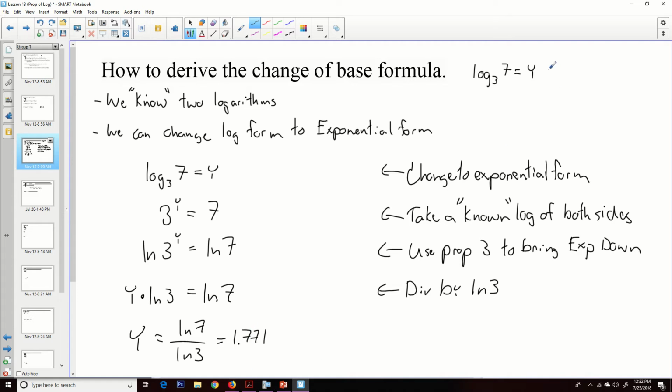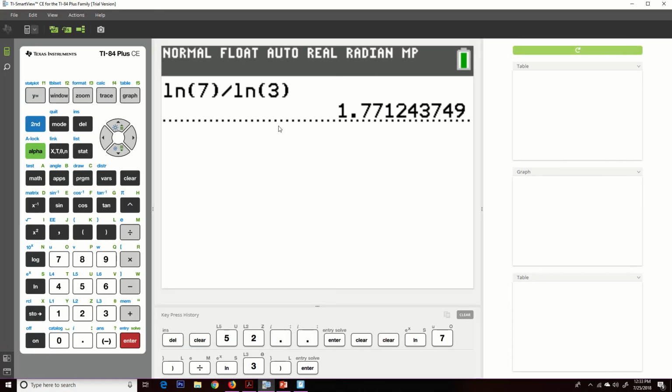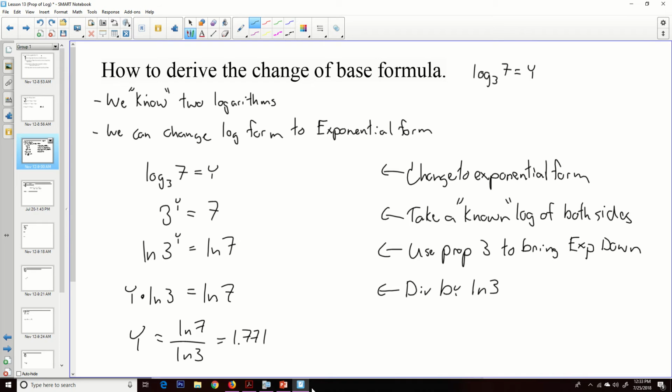All right, and that's what we're trying to find. So log base 3 of 7 equals 1.771. Now we can test that because we said that y was also equal to this thing. So if I took 3 and I raised it to the previous answer, this value here, I should get 7. That's what we should get, and we see that clearly we do. So we're fairly good on this.